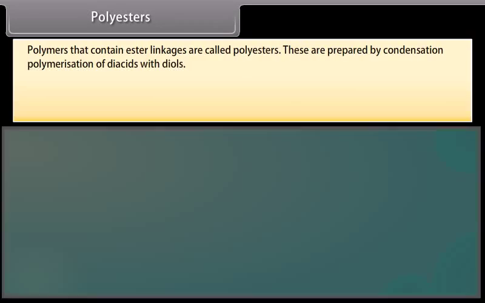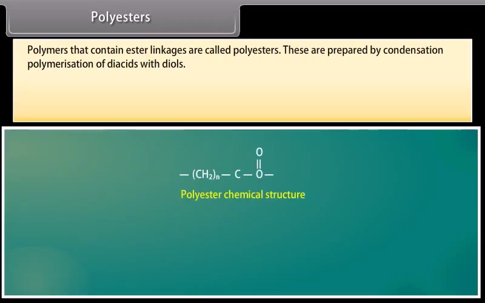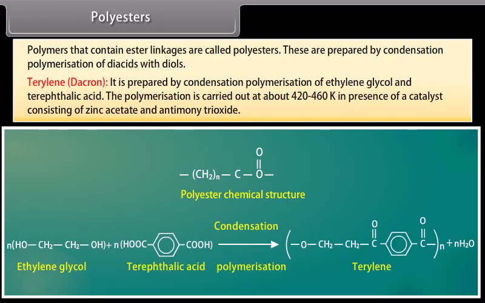Polyesters. Polymers that contain ester linkages are called polyesters. These are prepared by condensation polymerization of diacids with diols. Terylene, or Dacron, is prepared by condensation polymerization of ethylene glycol and terephthalic acid.